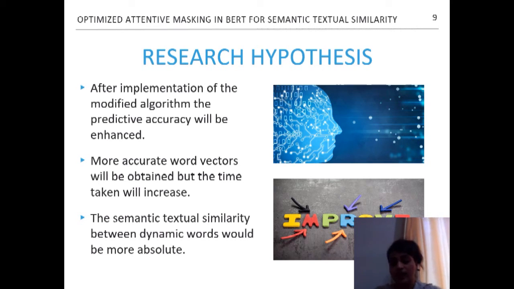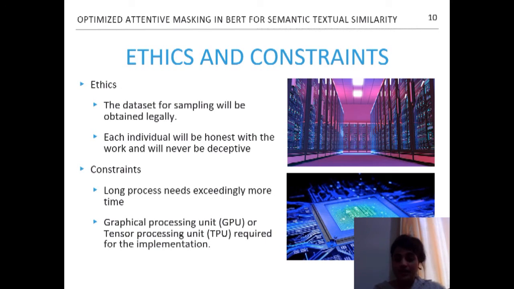However, every coin has two sides. Every project has ethics and constraints associated with it. Talking about the ethics, the data which we are going to use will be legal. Legal in the sense that we are going to fetch data from Wikipedia, web pages, etc. And every individual associated with this project will be honest toward their work and will never be deceptive.